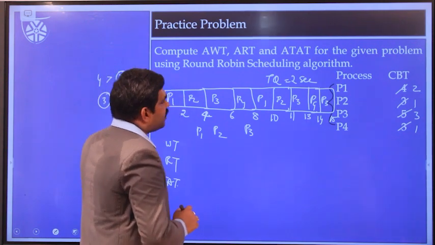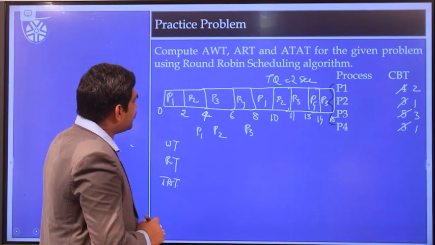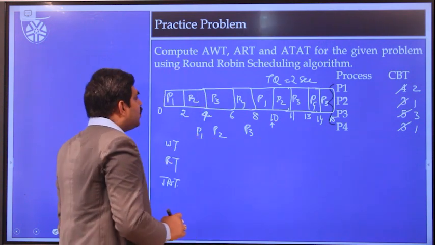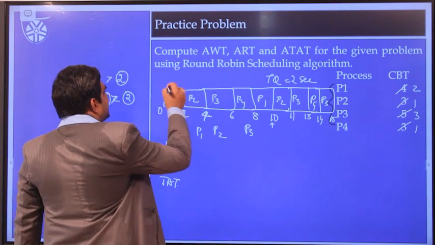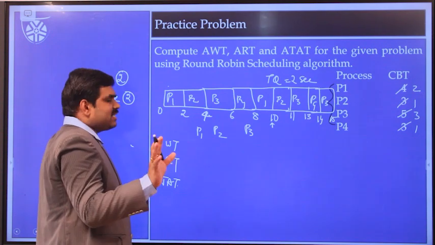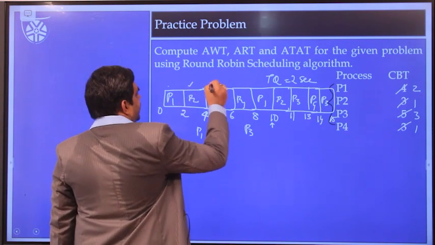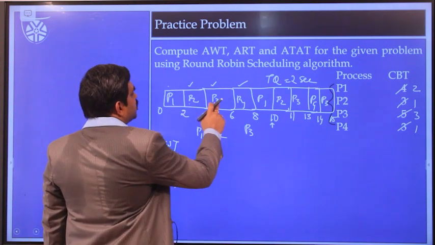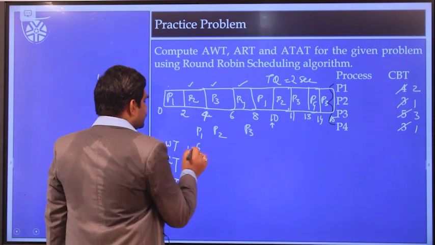Coming to the waiting time, when has process P1 completed? After 10 seconds. Okay, keep an eye on this number. Firstly, P1 is executing, which means here it is not in waiting state; here it is in waiting state, here it is in waiting state, here it is in waiting state. So totally 2 plus 2 plus 2, it is 6 seconds.